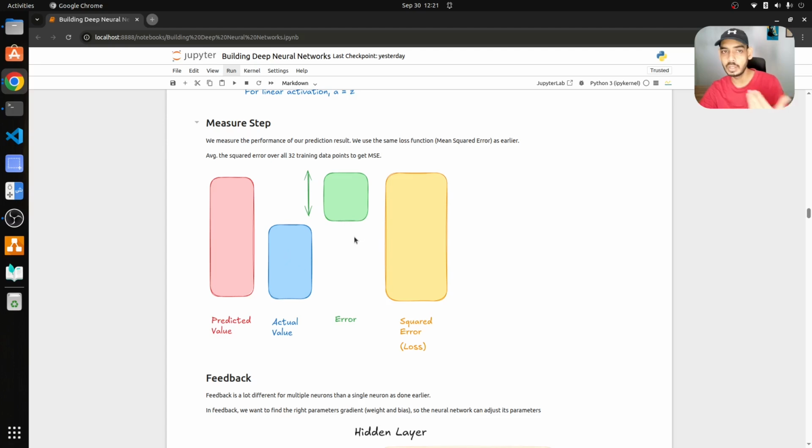And what we do in our example is we calculate mean squared error. So we square the value of the error. So we measure the performance of prediction results. We use the same loss function, which is mean squared error, as we did in the linear regression case. And we take the average squared error over all 32 training points to get MSE. So for 32 data points, a corresponding error value will be present. We'll square it and then average it.